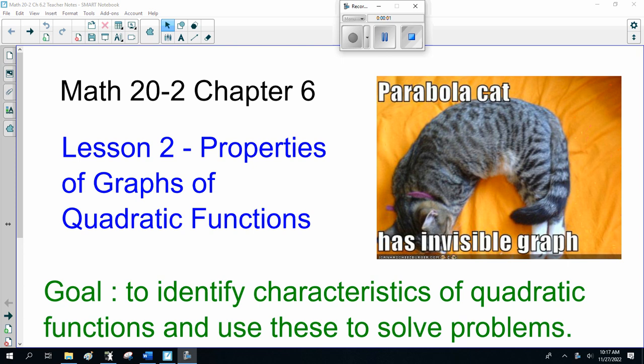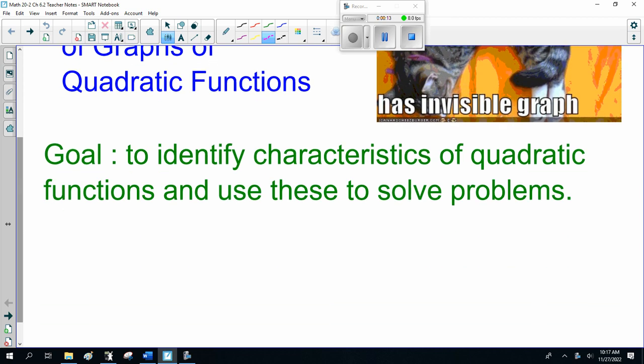Hello, ladies and gentlemen. Welcome to Math 20-2, Chapter 6, Lesson 2, Properties of Graphs of Quadratic Functions. And parabola cat has an invisible graph. Anyway, the goal is to identify characteristics of quadratic functions and use these to solve problems.